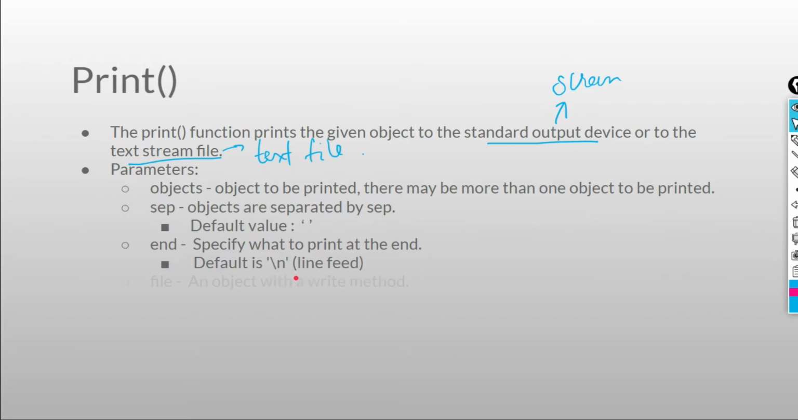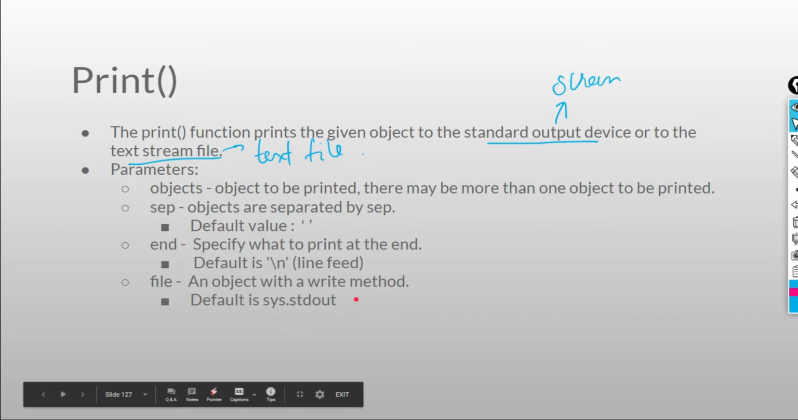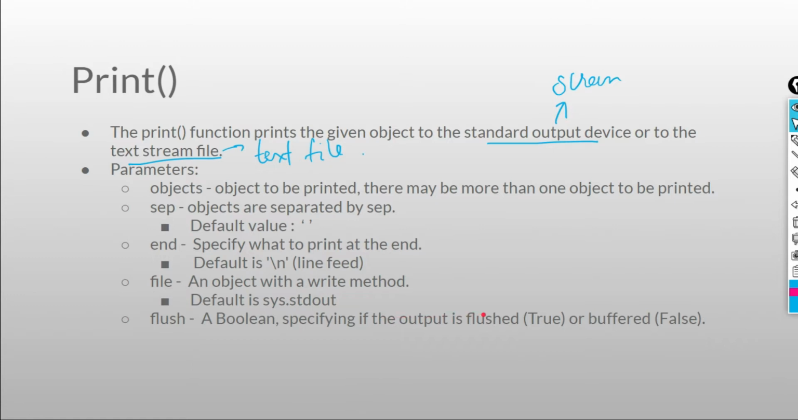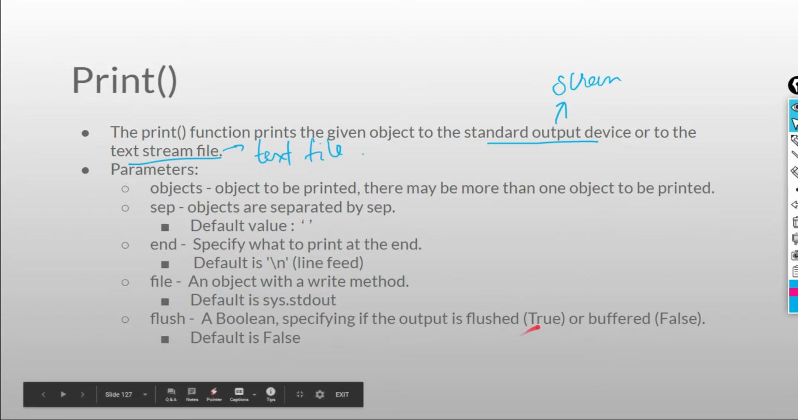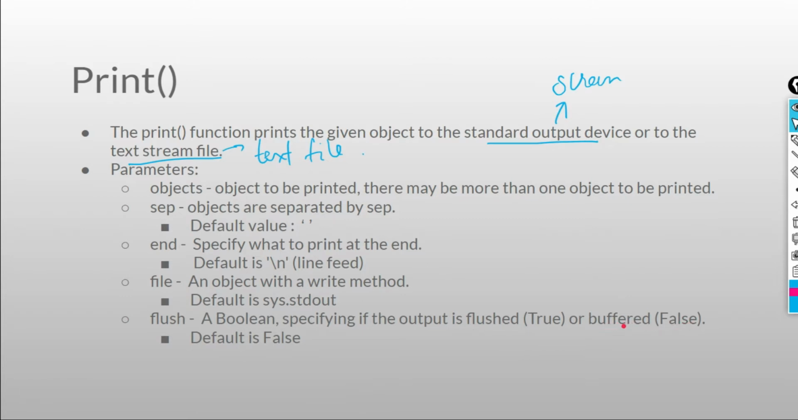The fourth parameter is file. This is an object with a write method, and its default value is sys.stdout. The fifth and last parameter is flush. It is a Boolean specifying if the output is flushed or buffered. The default value is false. If we pass true, then the output will be flushed, and if we pass false, then the output will be buffered. We will see all these parameters in detail as we move through this section.